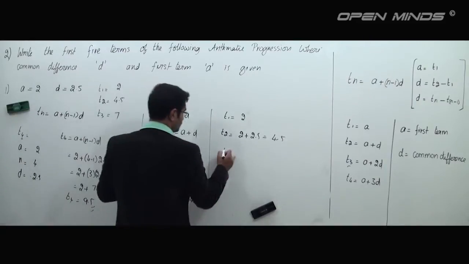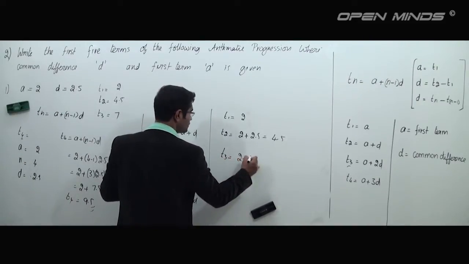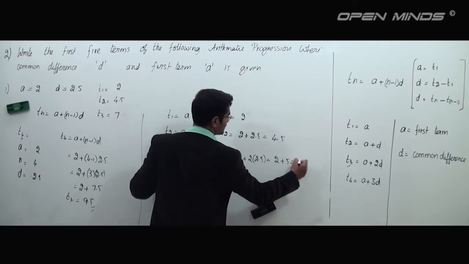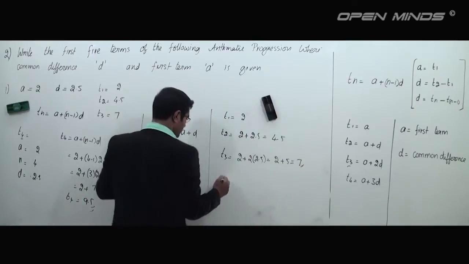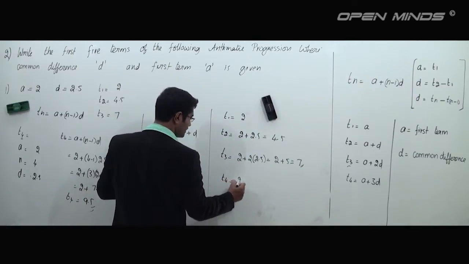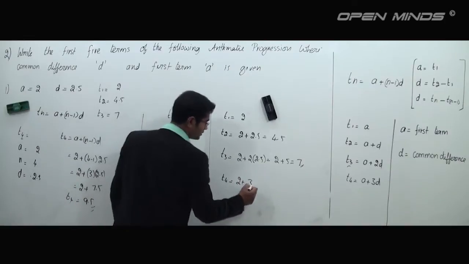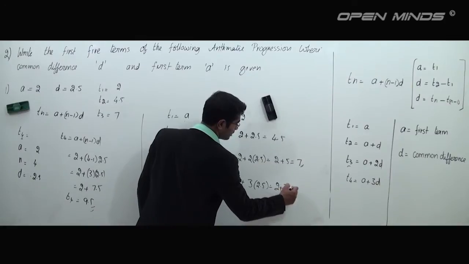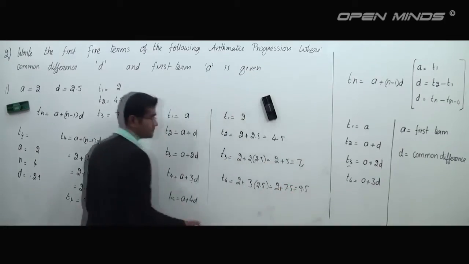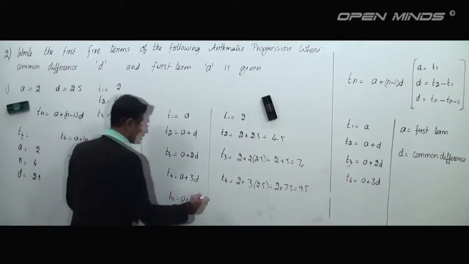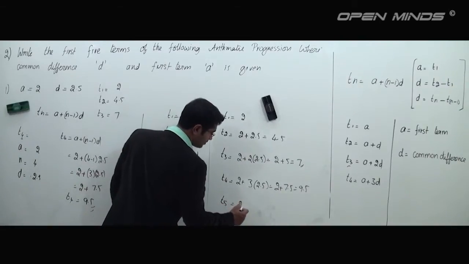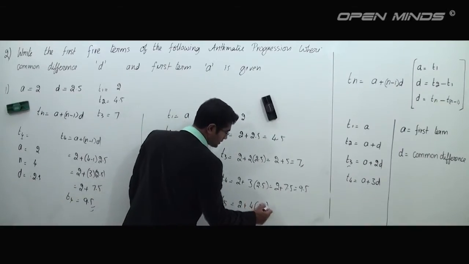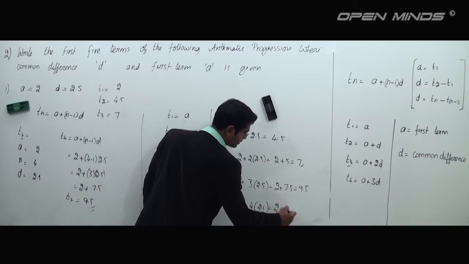What is T3? T3 is 2 plus 2 times 2.5, which is 2 plus 5, which is 7. Got it? So we can also write T4 as 2 plus 3 times d. So 3 times 2.5 is 7.5, 2 plus 7.5 is 9.5. Got it? All right, so what next? T5 is simply 2 plus 4 times d, that is 2.5, so 2 plus 10, which is 12.